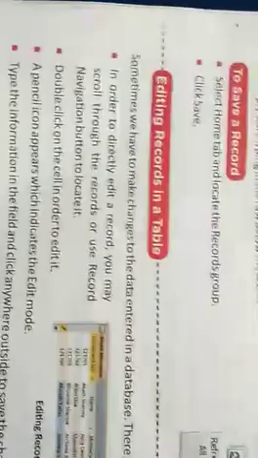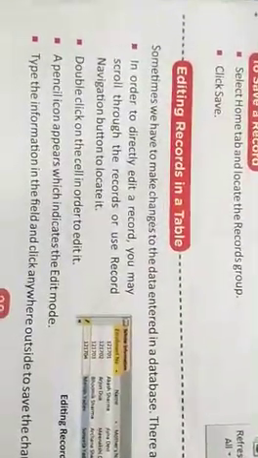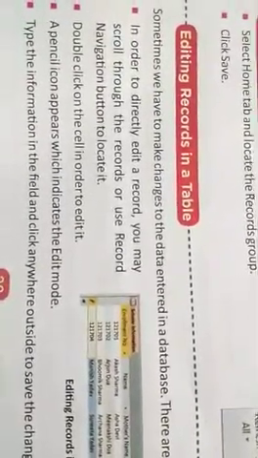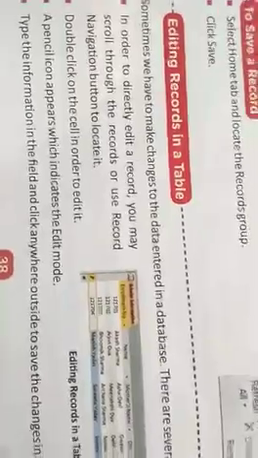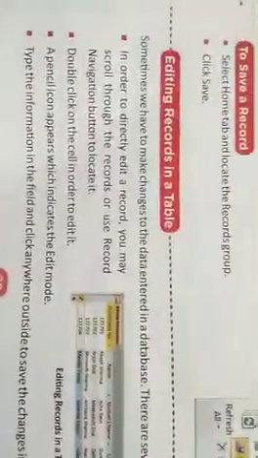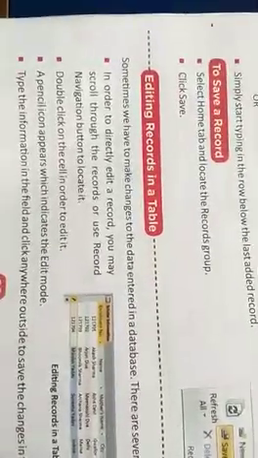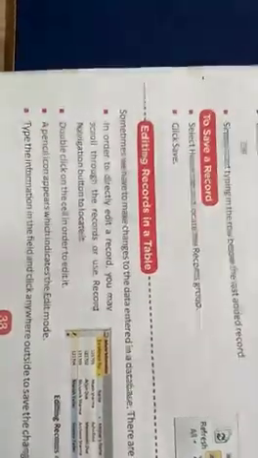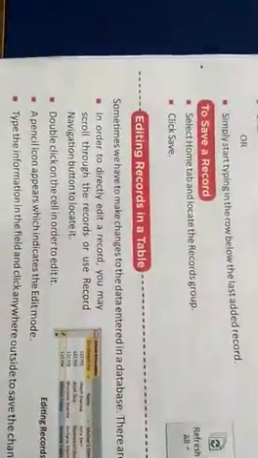Next is editing a record in a table. If you don't want to add but want to make certain changes. Sometimes we have to make changes to the data entered in the database. There are several ways to do it. First, in order to directly edit a record, you may scroll through the records or use the record navigation buttons to locate it.